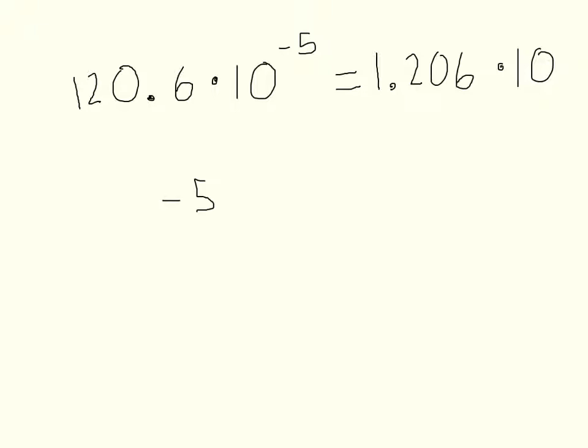Our original exponent was -5. We have to increase that by the amount of times we moved our decimal. We moved our decimal 2 times. So to solve for our new exponent, it's going to be -5 plus 2. -5 plus 2 equals -3. So my new exponent is -3. I follow those same rules for moving my decimal left: I then had to increase my exponent.